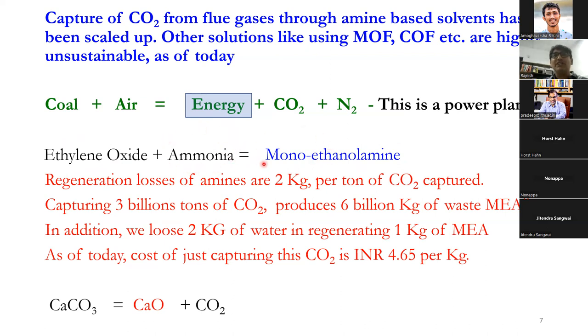So if you have to get green monoethanolamine, you will first have to produce green ammonia. And I should not really be talking about the cost of green ammonia, because you know the cost of green hydrogen. Unless and until you produce green hydrogen, you cannot produce green ammonia.